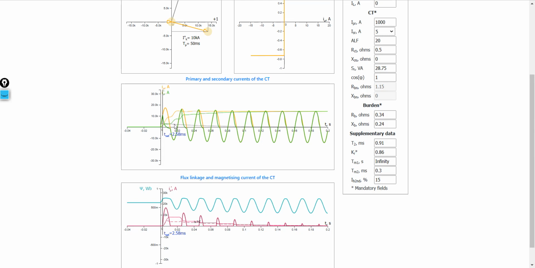Now, what happens here with the instantaneous overcurrent protection? If we had no saturation, we would reach the pickup threshold in about 5 milliseconds. But in fact, we have a crossing after about 20 milliseconds. This means that the overcurrent protection has been delayed by approximately 15 milliseconds.